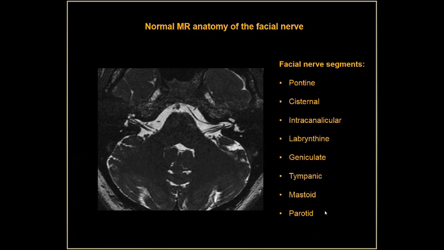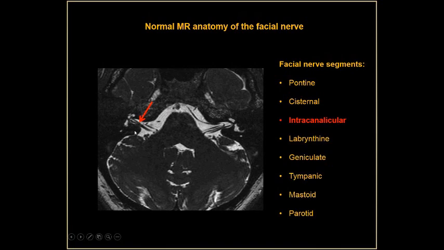The first three segments are best seen on MR, and the later ones are best seen on CT. So on MRI, the pontine segment is actually within the pons. We don't see it on imaging, but this is what it looks like. It travels posteriorly from the facial nuclei along the facial colliculus and then exits from here. The cisternal segment is within the cerebellopontine angle cistern. The intracanalicular segment is within the IAC.